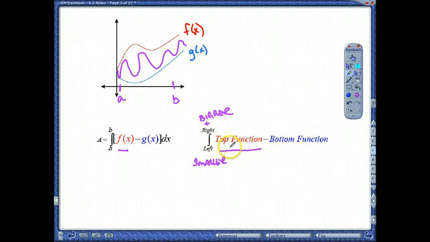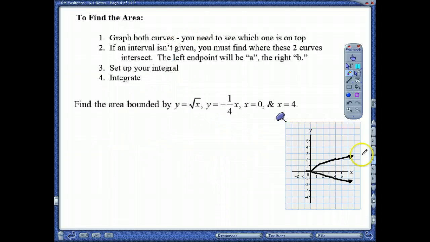In order to make sure that we've got the right top function, the right bottom function, the right left, the right, we want to make sure that we are graphing these. So to find the area between two curves, number one, you are going to graph both curves. You need to see which one's the top function, which one has the higher y values. Okay, step 2, if an integral isn't given, then we're going to have to find out where those two intersect each other. Okay, because we need to find out that left endpoint, that right endpoint.